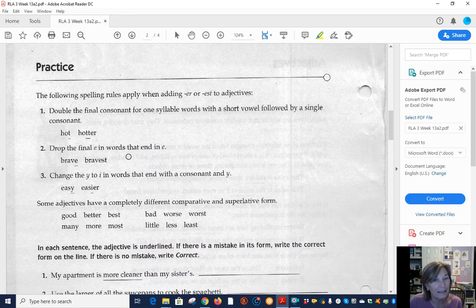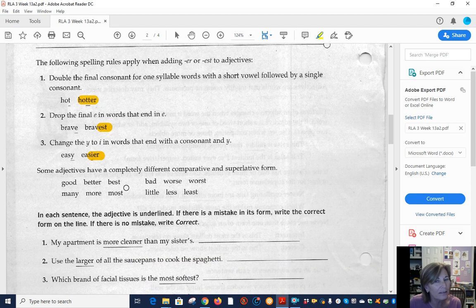let's talk about spelling. When you add ER to a word that is one syllable and it ends in a consonant, you double the consonant. So hotter, add two T's here. If the word ends in an E, then you don't put two E's, you just use one E, bravest, E-S-T. If it ends in a Y, you change the Y to I and add ER.